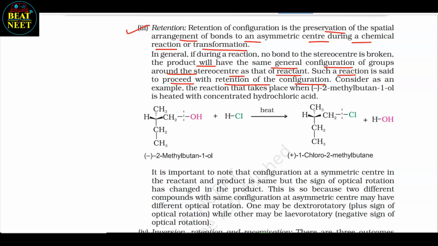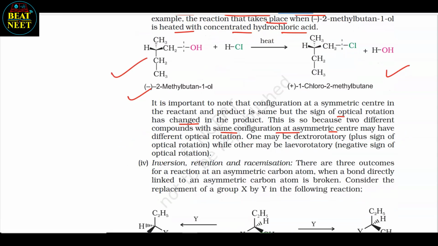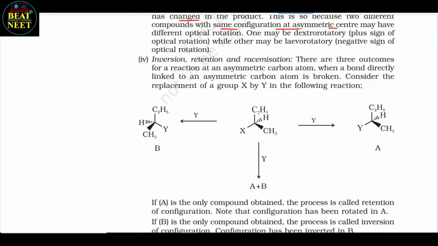Consider as an example the reaction that takes place when 2-methylbutan-1-ol is heated with concentrated hydrochloric acid. Here you can see this reaction. It is important to note that the configuration at an asymmetric center in the reactant and product is the same, but the sign of optical rotation has changed in the product. This is so because two different compounds with the same configuration at an asymmetric center may have different optical rotation. One may be dextrorotatory, plus sign of optical rotation, while the other may be levorotatory, negative sign of optical rotation.